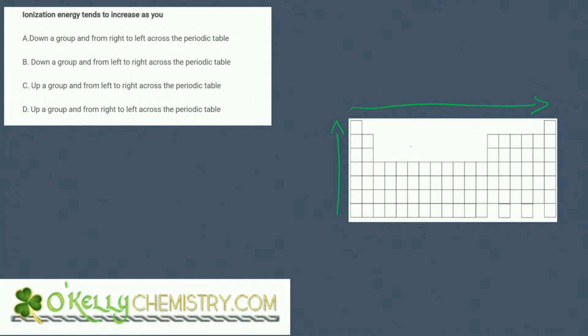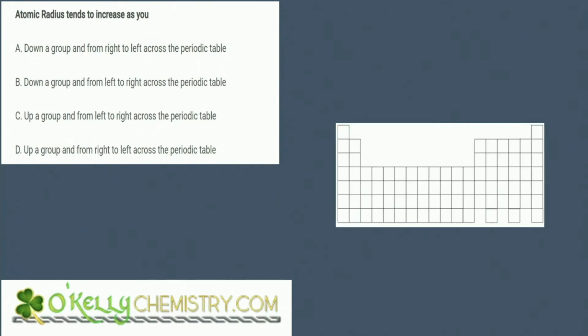So looking at our answer choices, we can eliminate A and B. So then that narrows it down between C and D, because it begins with up a group and we see that it's left to right. So therefore our answer choice is going to be C.